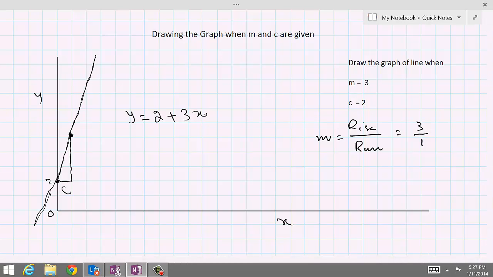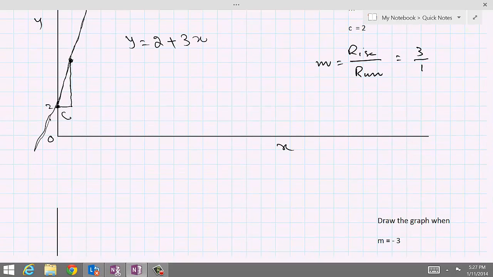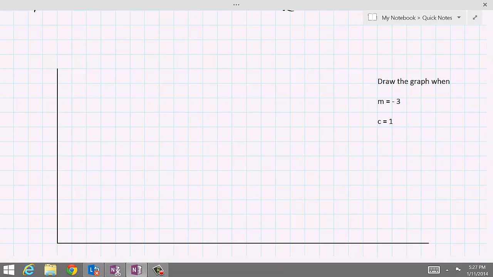Let's take another example in which we draw the graph when m is equal to -3 and c is equal to 1. Just like the previous question, we are going to find out where on the y-axis c is equal to 1. Not difficult. c is in fact 1 unit right above the origin. Here is 0, here is 1, and now the slope is given equal to -3.